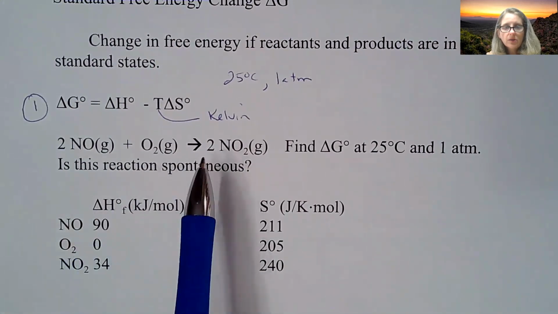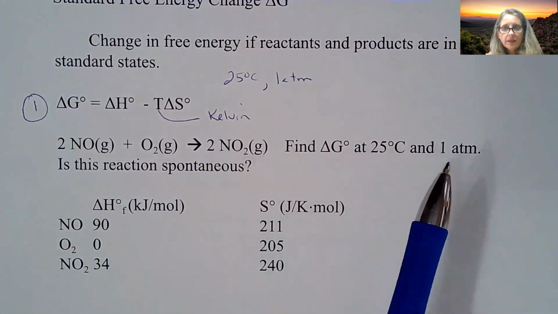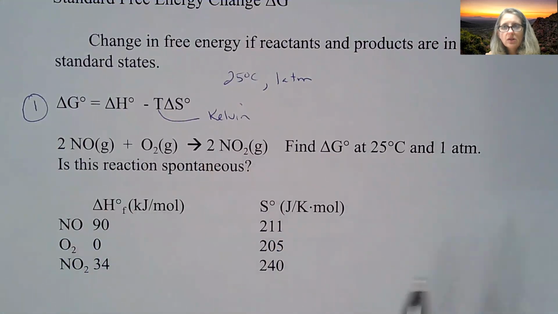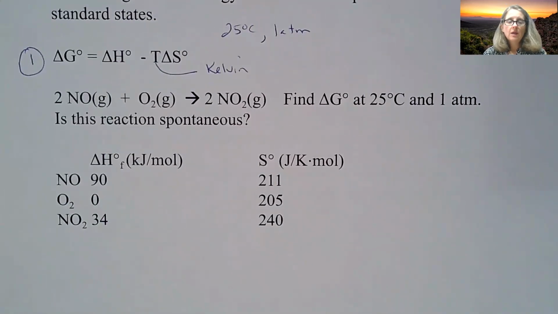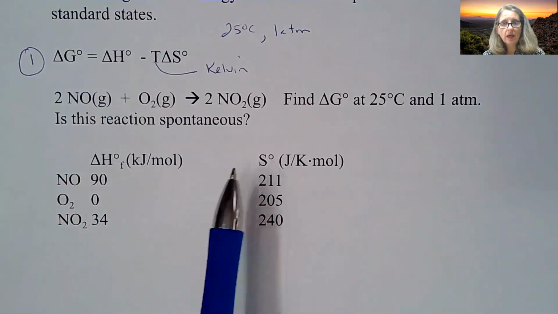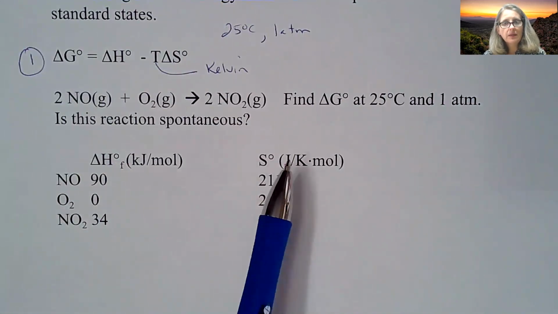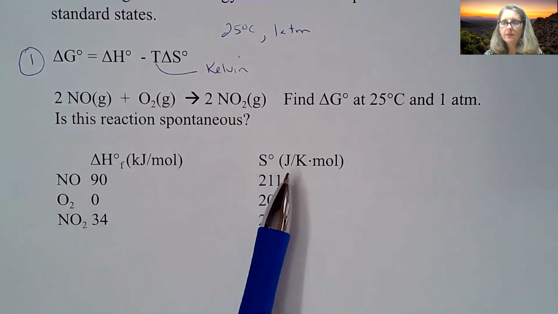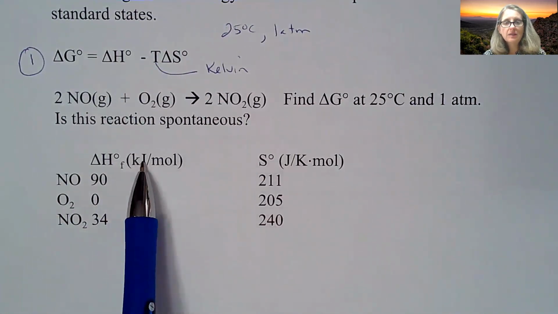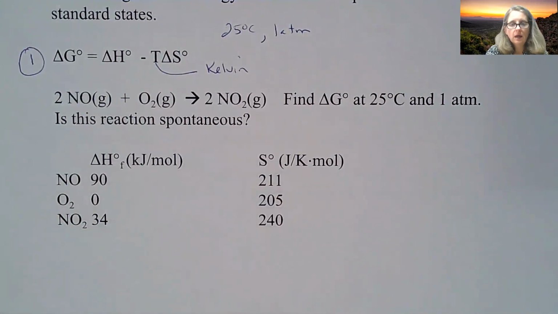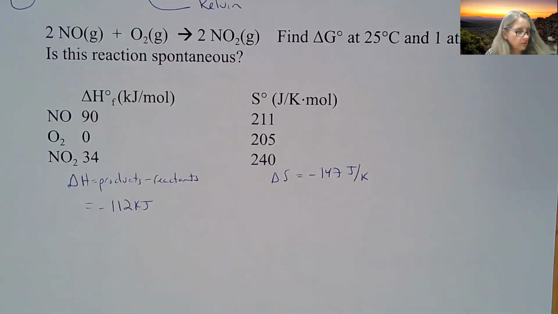So here's my equation. Finding delta G at the standard conditions. Is this reaction spontaneous? So we want to know if the delta G is positive or negative. That's going to answer that question for us. So one way you're going to see it is I'm going to give you data for your delta H and your S. And please keep note of the actual states of matter. Of the units. This is in kilojoules, this is in joules. So I'm going to pause the video and then come back here in a moment.